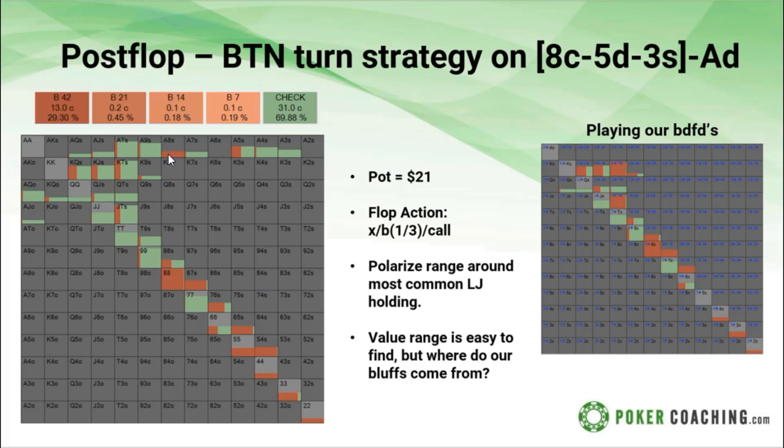our range using a massive bet size with most of our two pair combos, all of our sets, and then balancing it with our bluffs. One thing that's interesting is you see the ace five is kind of the hand that splits, right? Ace three is a two pair, but we are pure checking here. And then ace five is mixed, and ace eight is pure overbetting.